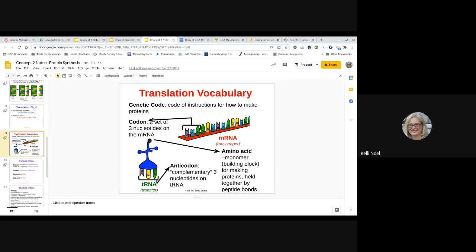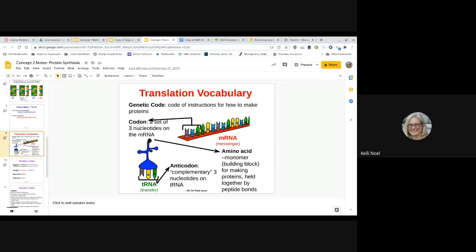And then you have the term anticodon. Think of anti as against, or I think of it as opposite. So it's going to be the matching pairs for the codon. They're found on the tRNA. So it's complementary is the first blank. 3 nucleotides on tRNA. So these are the terms you're going to hear when we're talking about translation.